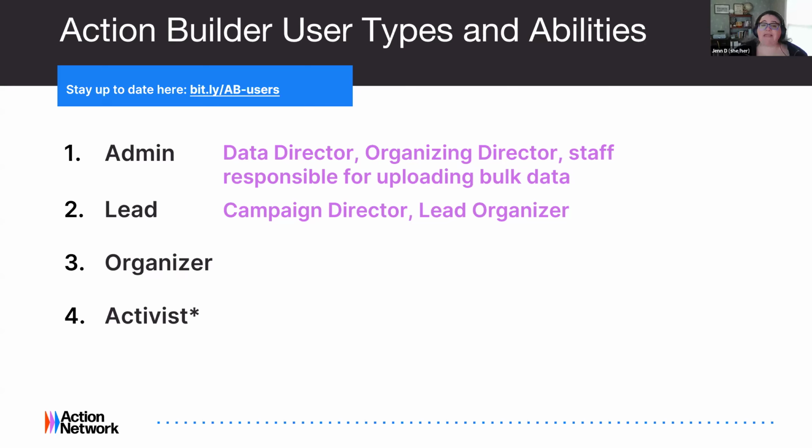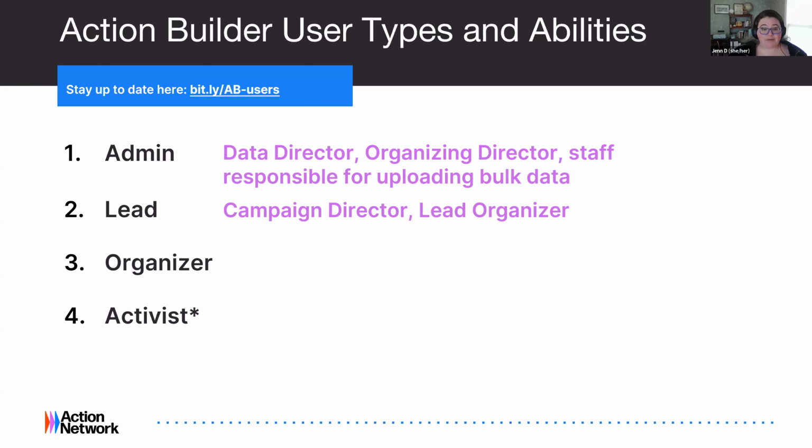The next person is an organizer. So this is a person working with data in the field. It can be flexible and see their entire wall chart, or it can have a limited field view. They may be leading activists within the turf, or they may just be taking assignments, but need to be able to add people manually.